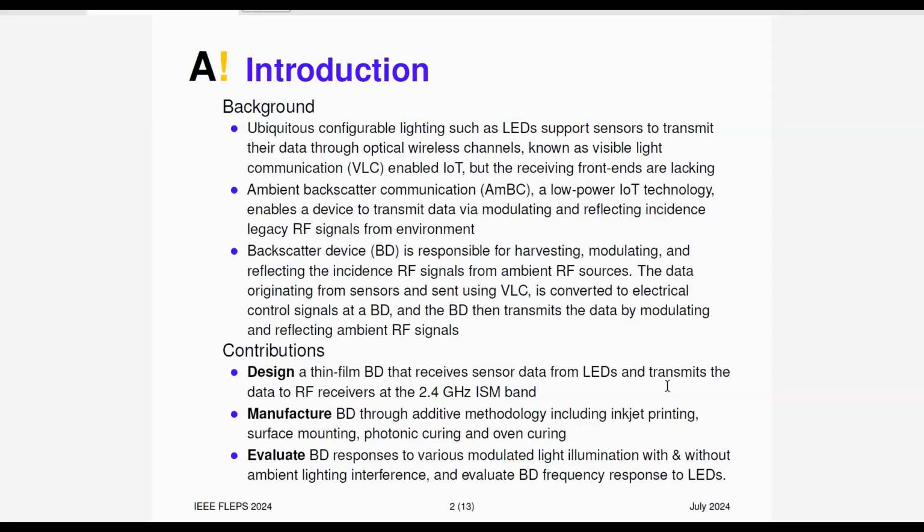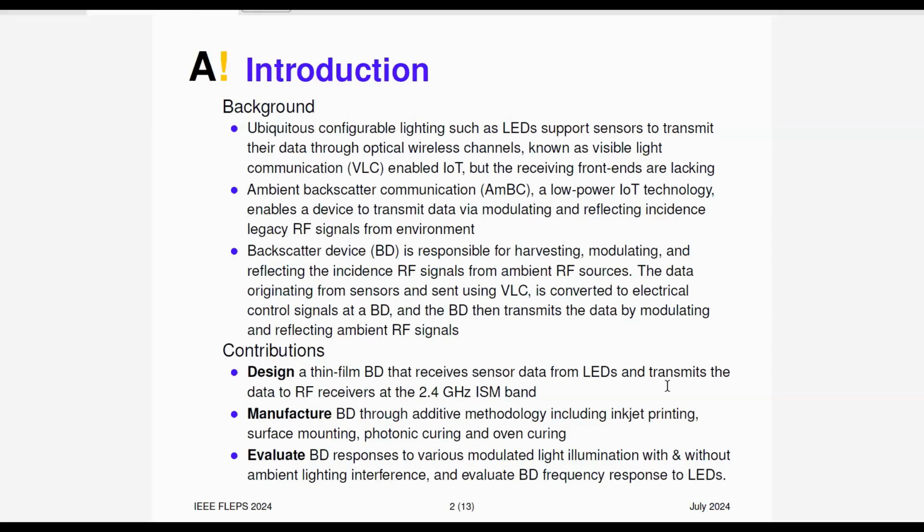But the receiving front end, for example the photodiodes and photodetectors, is still lacking in most portable receivers. But ambient backscatter communication is a low power IoT technology that enables a device to transmit data by modulating and reflecting the incident RF signals from the environment.